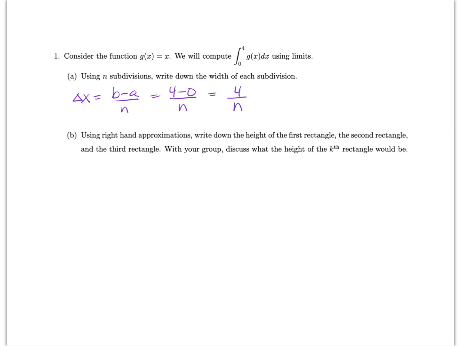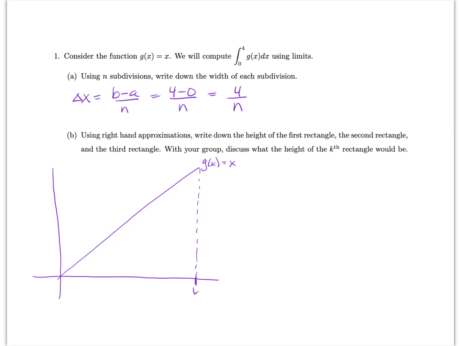And then it says, using right-hand approximations, write down the height of the first rectangle, the second rectangle, and the third rectangle. Okay, so I'm going to draw a picture of what I'm finding the area of. So g of x equals x. So that's just a line like that. I'm going to go from 0 to 4. So I'll put 4 down here. And I'm breaking it into n equal pieces. So I'm not giving you a specific number like 5. So I'm going to have to just make small tick marks.